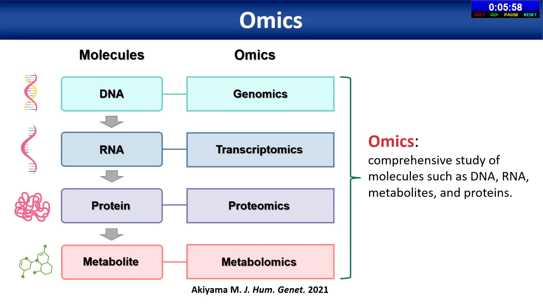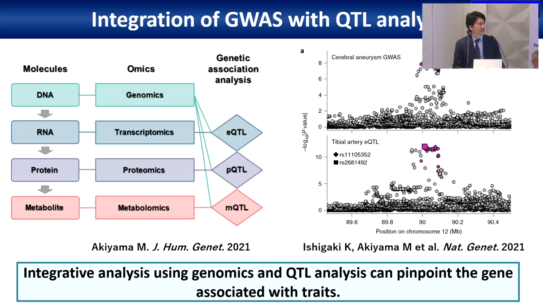As you know, omics is the comprehensive study of molecules such as DNA, RNA, metabolites, and proteins. By integrating with DNA data, we can identify genetic loci associated with molecular levels. A genetic locus associated with a molecular level is called a quantitative trait locus. If the association signals between the GWAS of a disease and a QTL are similar, we can recognize that the molecule is associated with the disease, with causality.